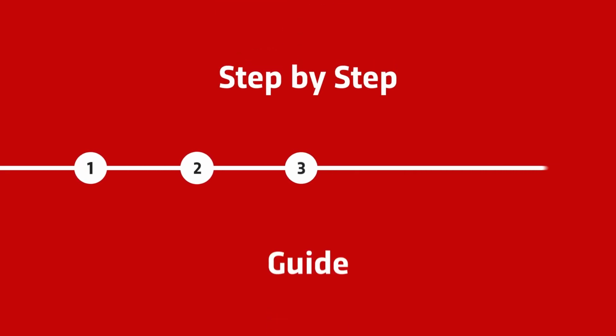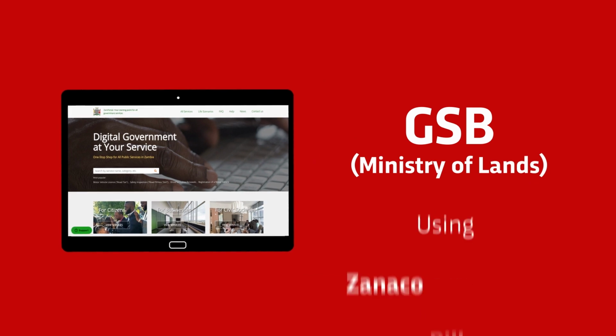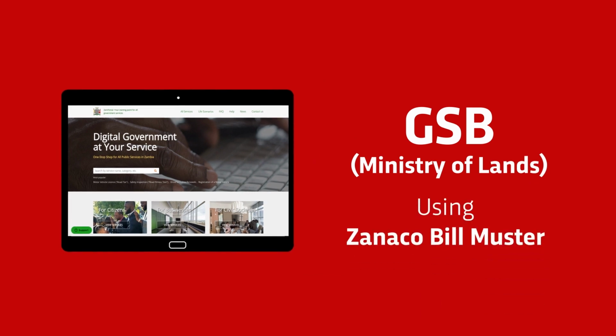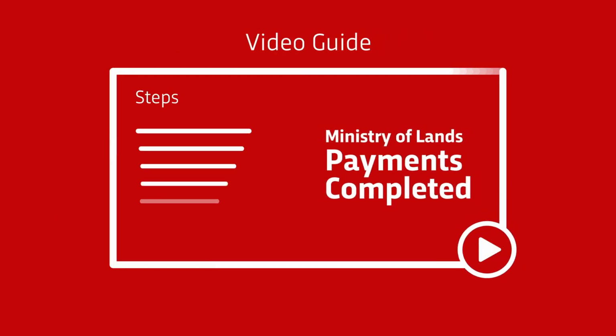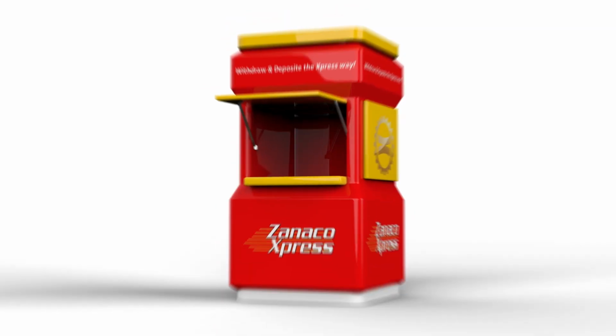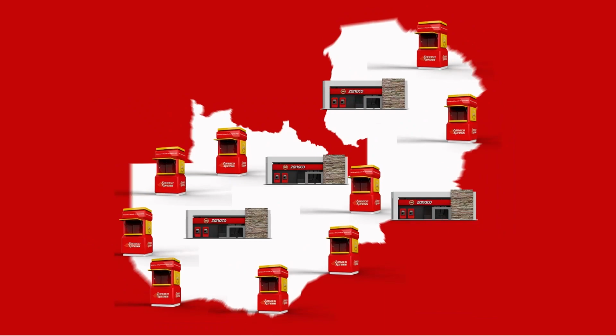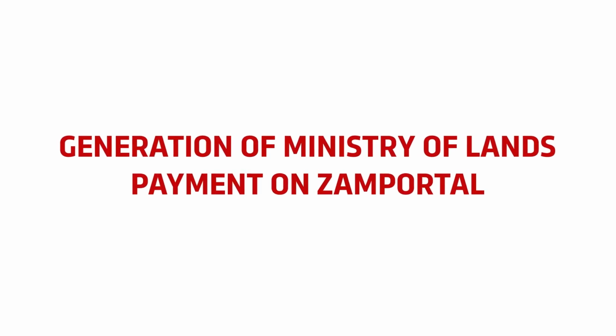Here's a step-by-step guide on how to make payments to the Government Service Bus, GSB, using ZANACO Bill Muster. The guide provides steps on how these payments can be made through any ZANACO Express agent and through any of ZANACO's branches countrywide.